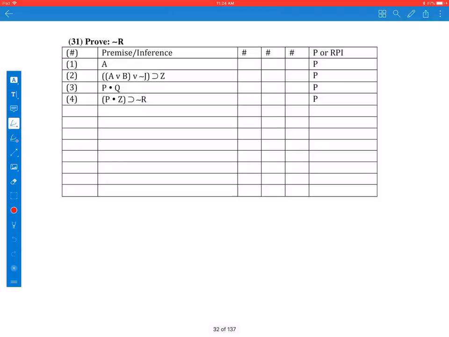Continue with some problems in natural deduction using the rules of inference. This problem here, we're looking for a not R. So first thing we do is look through our premises, 1 through 4, to see where we might find a not R. And we see a not R in line 4. And line 4 is a conditional.